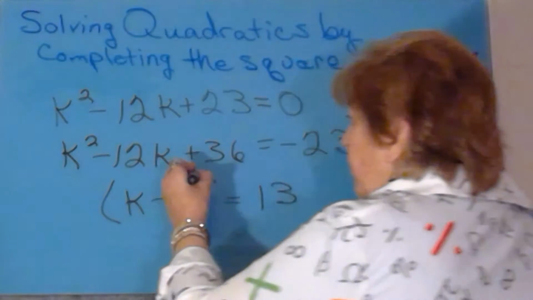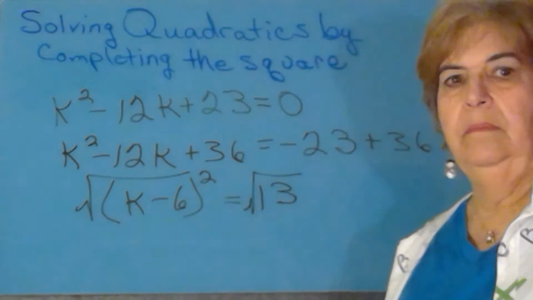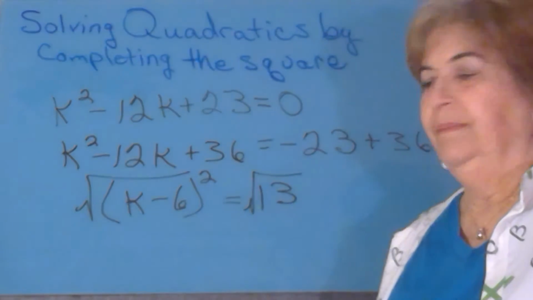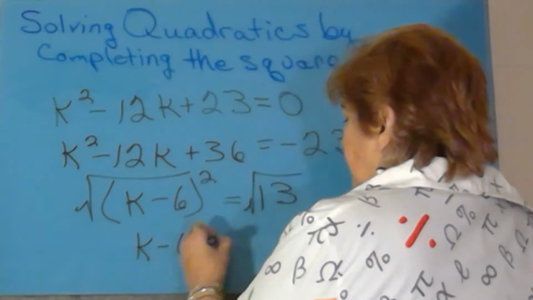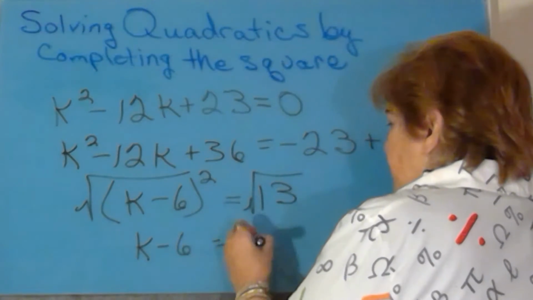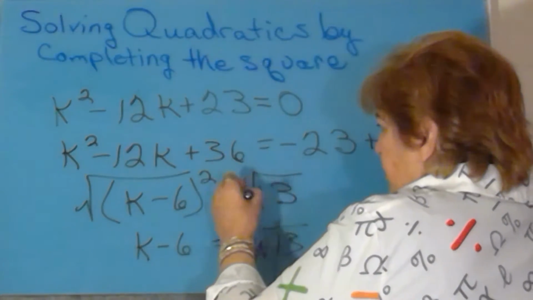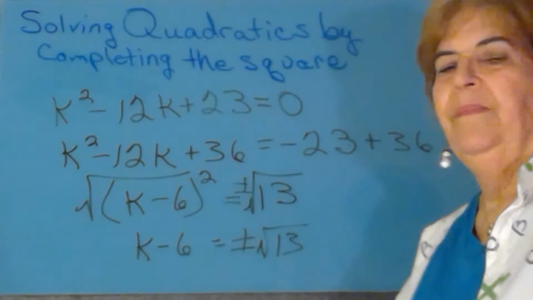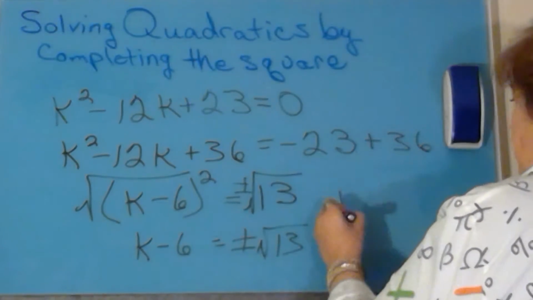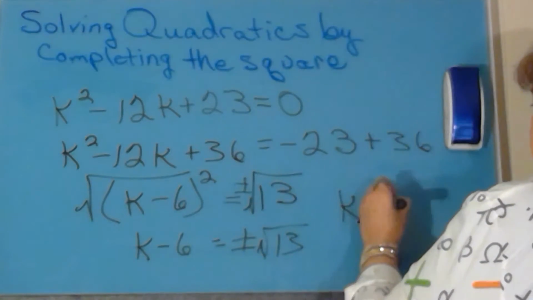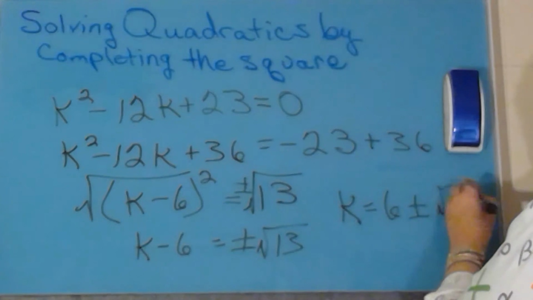You're going to take the square root of both sides. That gives you k minus 6. And this is going to give you plus or minus the square root of 13. Should put a plus or minus there. Add 6 to both sides, and that gives you k equals 6 plus or minus the square root of 13.